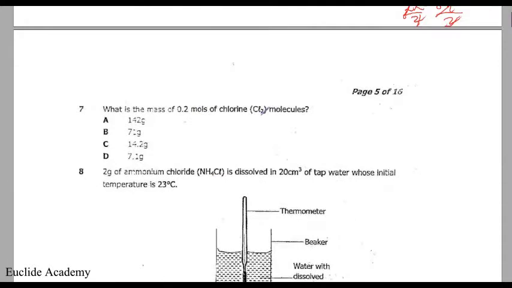What is the mass of 0.2 moles of chlorine molecules? So we've got 0.2 moles of chlorine molecules. What is the mass? Okay, so we know that number of moles should be equal to mass divided by what? Molar mass. Mass divided by molar mass. So we know the number of moles. They've told us we have 0.2, and then we want to find what is the mass. So what is the molar mass of chlorine?